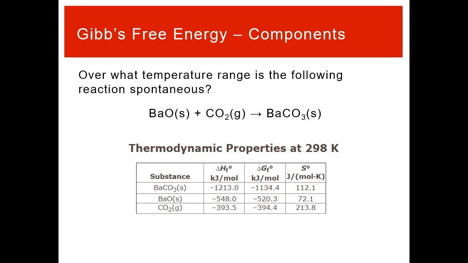All right, let's look at an example. Over what temperature range is the following reaction spontaneous? It's the same barium oxide plus carbon dioxide gives us barium carbonate. So we already know this reaction is spontaneous at 298 K. Well, what general temperature range will it be spontaneous?